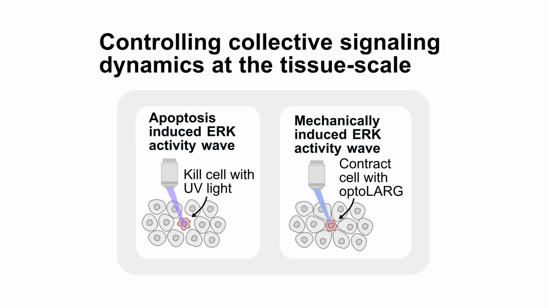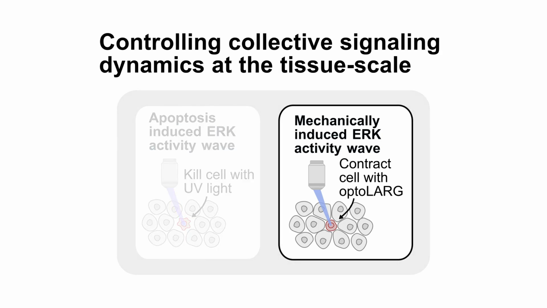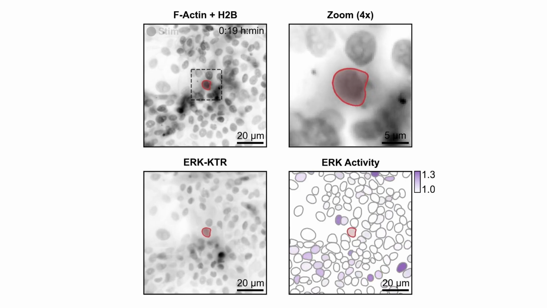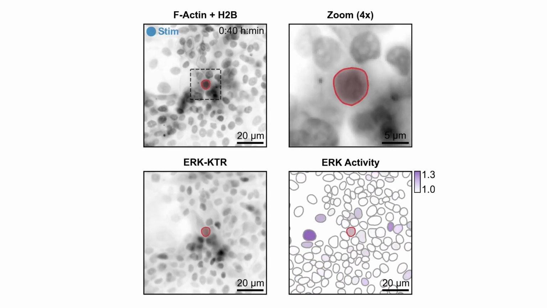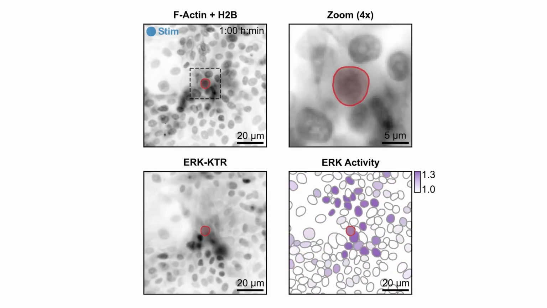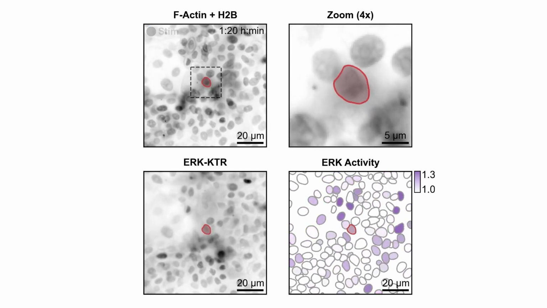Is mechanical contraction alone enough to trigger the ERK wave without apoptosis? We locally induce a contraction in the tissue, keeping the stimulation centered on the selected cell even as the tissue deforms. Again, an ERK wave can be seen propagating outwards, confirming that mechanics alone can drive the signal.